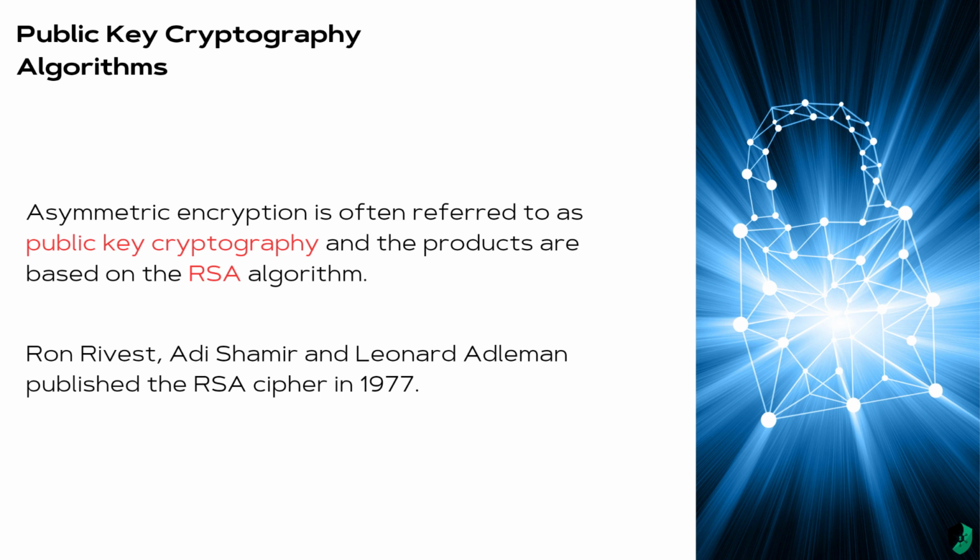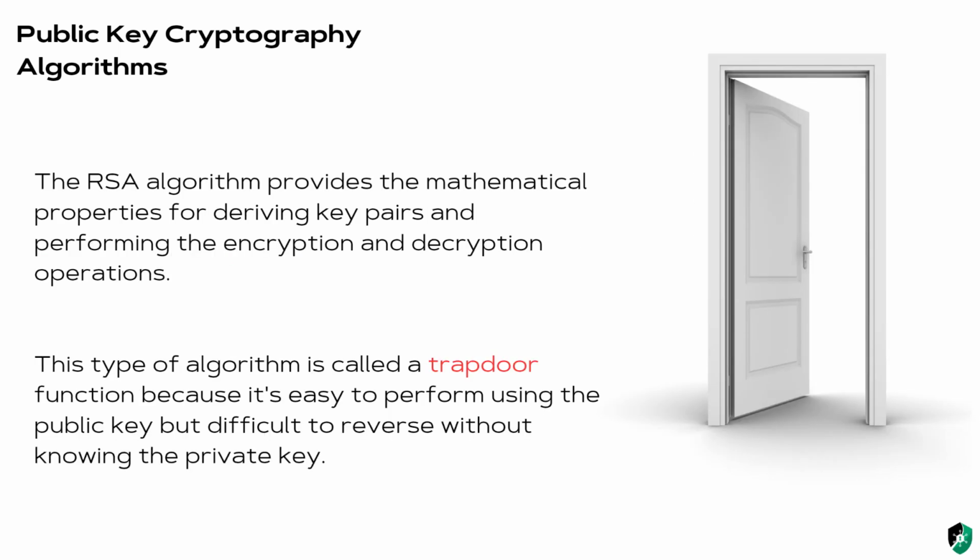Now, please keep in mind that asymmetric encryption is also very commonly referred to as public key cryptography. So it's also known as PKI, PKC, and so on. And the products are typically based on the RSA algorithm. Now, RSA is Ron Rivest, Adi Shamir, and Leonard Adleman. They published the RSA cipher back in the year 1977. The RSA algorithm provides the mathematical properties for deriving key pairs and performing the encryption and decryption operations.